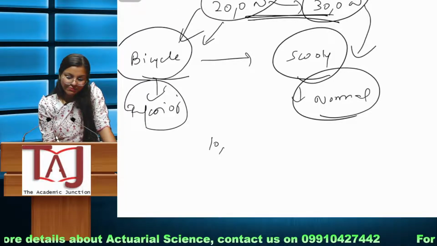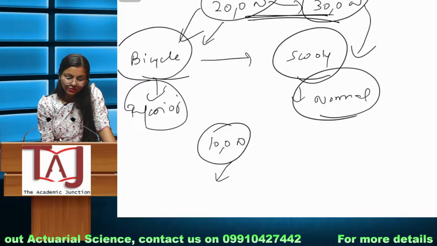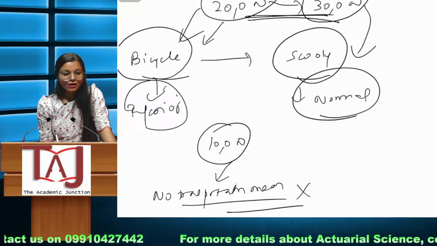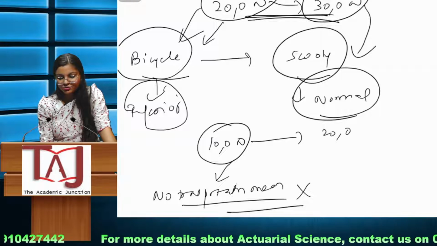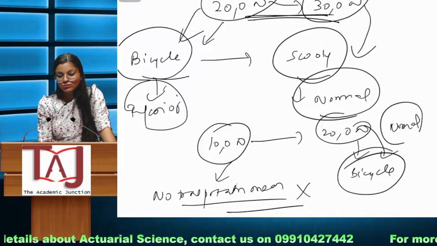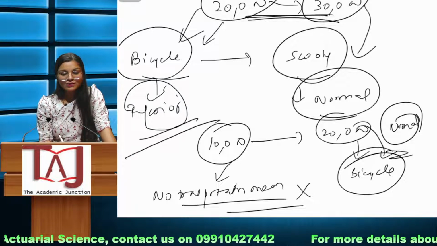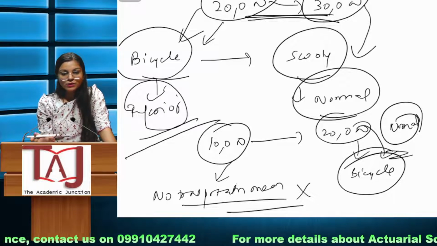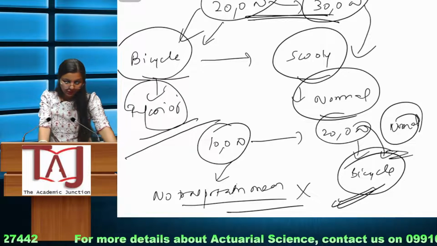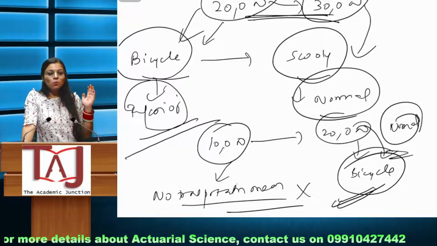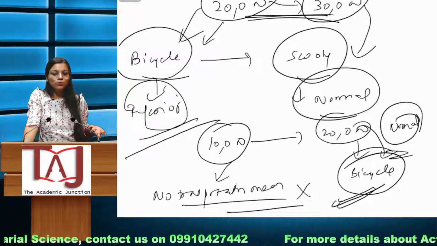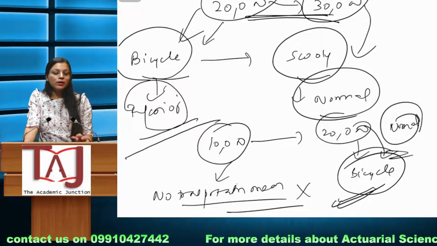Now let's say earlier there was a person earning 10,000 who had no means of transportation. He used to travel by foot because he did not have any vehicle. Now his income has increased to 20,000 and he has purchased a bicycle. So bicycle has now become a normal good for this person. Again, bicycle doesn't mean it will always remain inferior. It depends on how the income level changes the consumption. So normal goods are specific to one particular consumer. If there is an increase in income and you increase the quantity, it becomes normal for you. If there is an increase in income and you decrease the quantity, it becomes inferior for you.